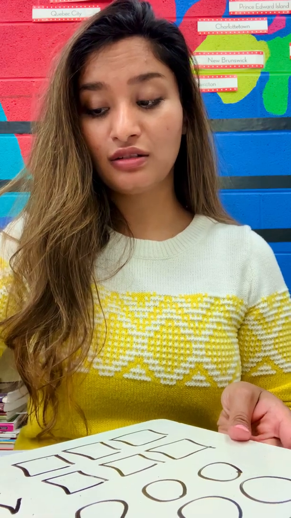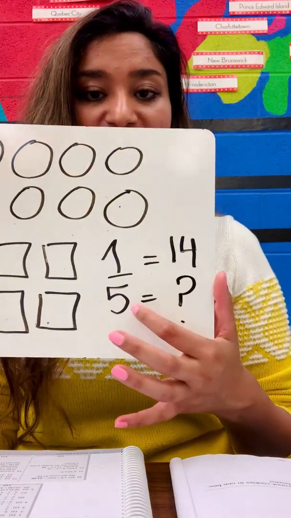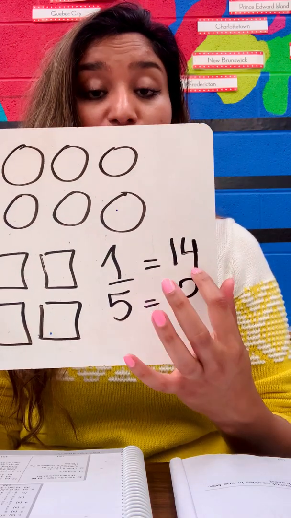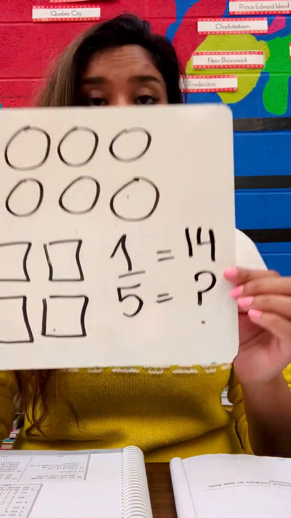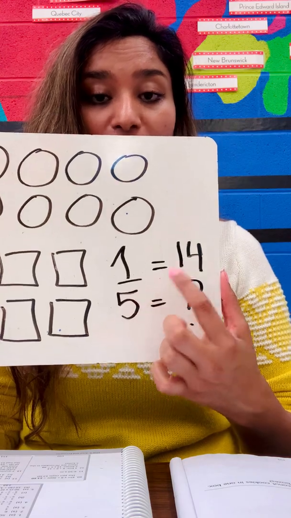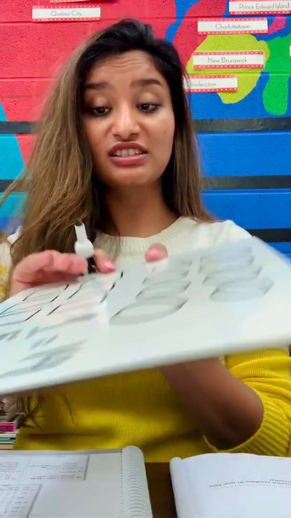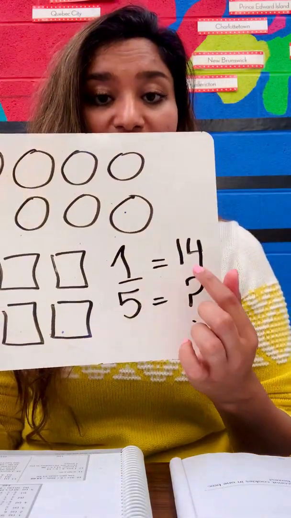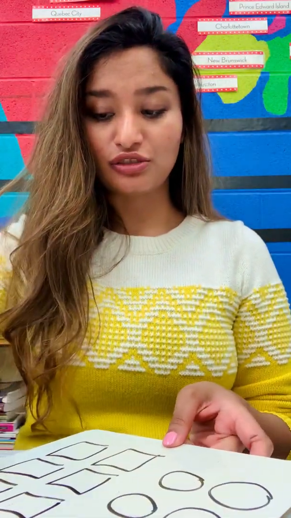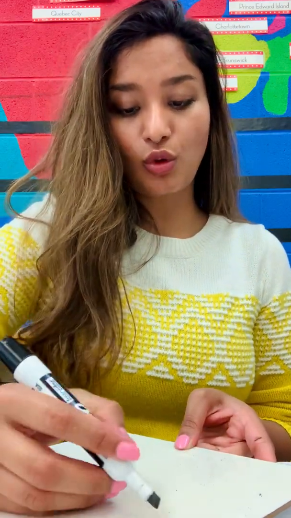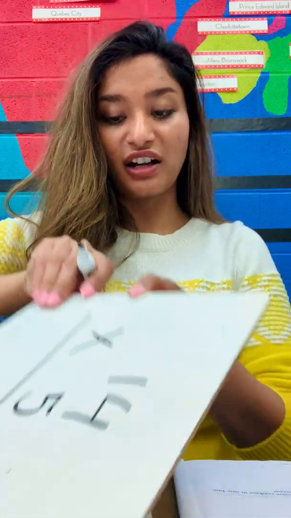They want to know 5. In 5 boxes, how many cookies will there be? In one, there are 14. What do you think we need to do? We need to multiply these two numbers. So let's go ahead and multiply 5 and 14. So I'm going to erase this. So 14 multiplied by 5.